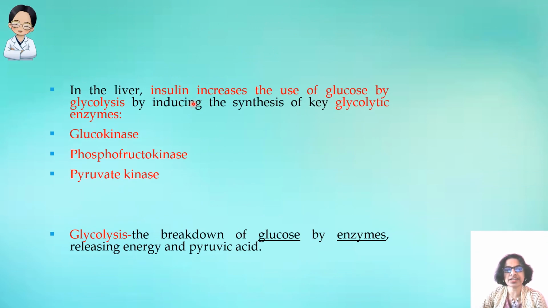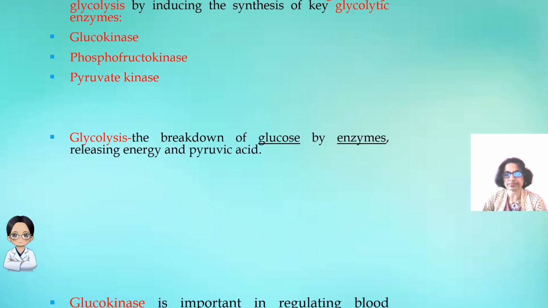In the liver, insulin increases the use of glucose by glycolysis by inducing the synthesis of key glycolytic enzymes. So in the liver, what is happening? Insulin increases the use of glucose by glycolysis by inducing the synthesis of key glycolytic enzymes. What are they? Glucokinase, phosphofructokinase, and pyruvate kinase. So what is the meaning of glycolysis? The breakdown of glucose by enzymes releasing energy and pyruvic acid.